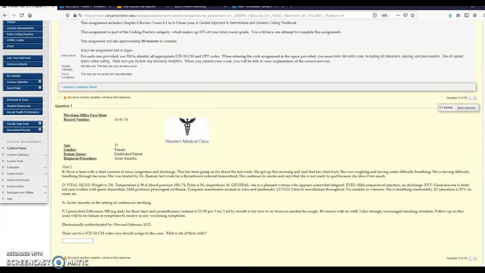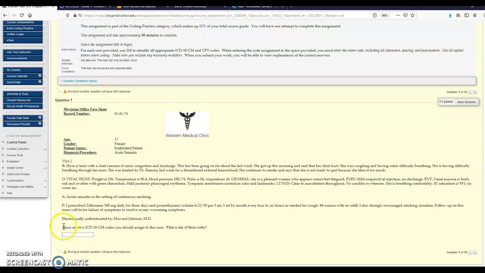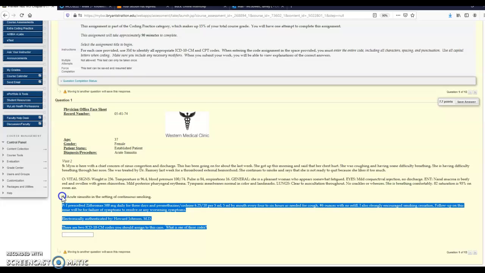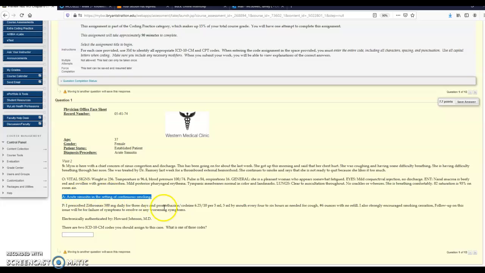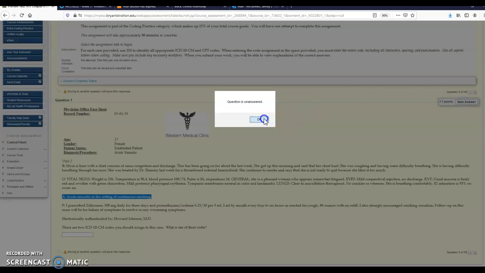Okay, so the first question is going to ask you for two CM codes that you will use. Notice here that the diagnosis was acute sinusitis, and the patient continues to smoke. So the doctor is saying that she's a smoker. Just a hint, there are two diagnoses that you would be putting in. So I'm going to go ahead and save this answer and go to the next question.